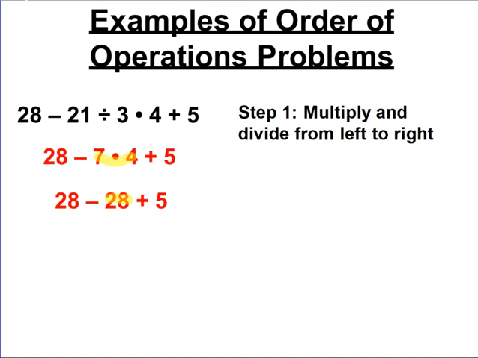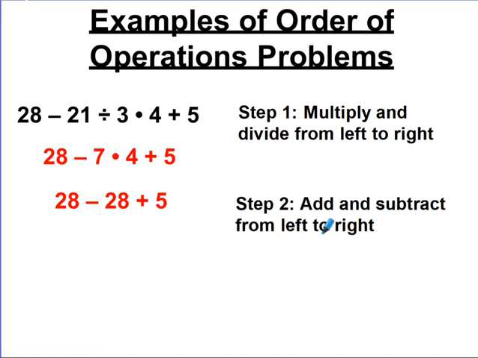Okay? The next step is the adding and subtracting step. That's step 4. So what you'll notice here is that subtracting comes before adding. So we have to do 28 minus 28 first to get 0. And then we can do our last step, which is 0 plus 5. 0 plus 5 is equal to 5, and that is our solution.